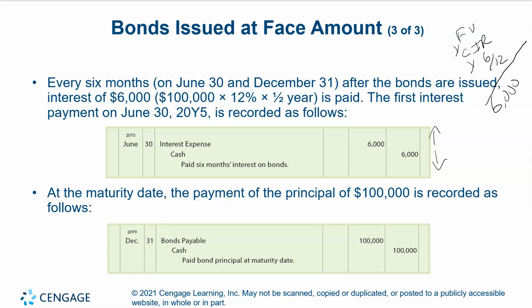All right, after you do that 10 times, because you did it 2 times a year for 5 years, you repay your bond. So when you repay your bond, you get rid of your bonds payable, so you reduce your bonds payable by the full amount, and you reduce your cash to pay it off, and then you're finished.